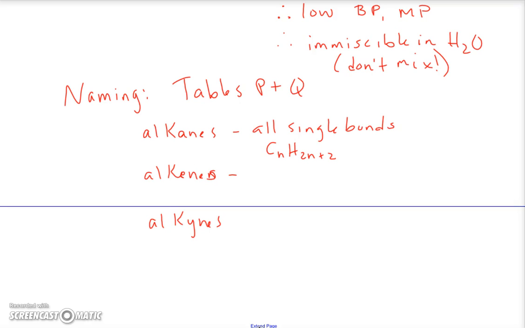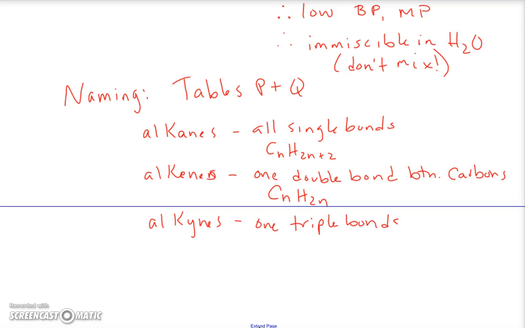For alkenes, there is at least one double bond between carbons, and it has the generic formula for every n number of carbons, there are 2n hydrogens. And for alkynes, there is at least one triple bond between carbons, and it has the general formula of CnH2n minus 2, right?